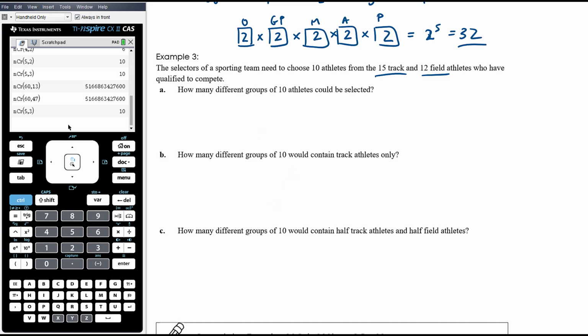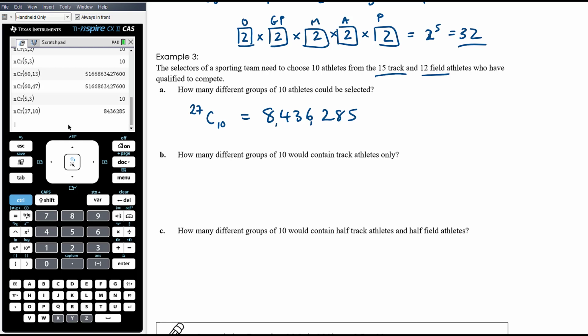So that is simply going to be 27 choose 10. So menu 5.3, 27 choose 10. Okay, there are 8,436,285 different options if there are absolutely no restrictions about how I can choose those 10 athletes from the 27. How many different groups of 10 would contain track athletes only?